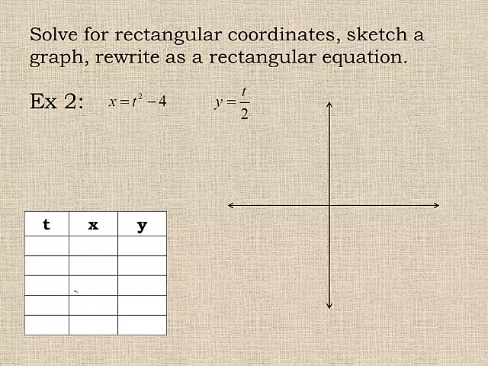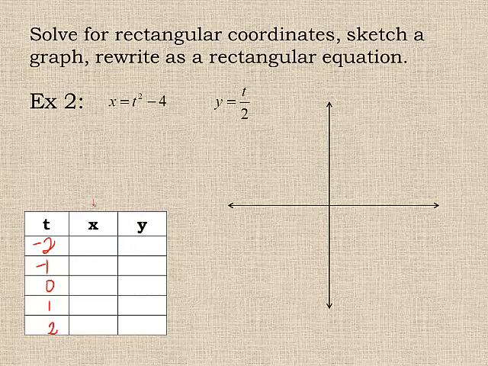Now you have to sketch a graph and rewrite it as a rectangular equation. So, baby steps here. Let's sketch our graph first. We need to solve for some values for x and y. For t, I'm going to just use the values -2, -1, 0, 1, and 2. You can use those standard t values for any equation, and we're going to generate some x and y coordinates.